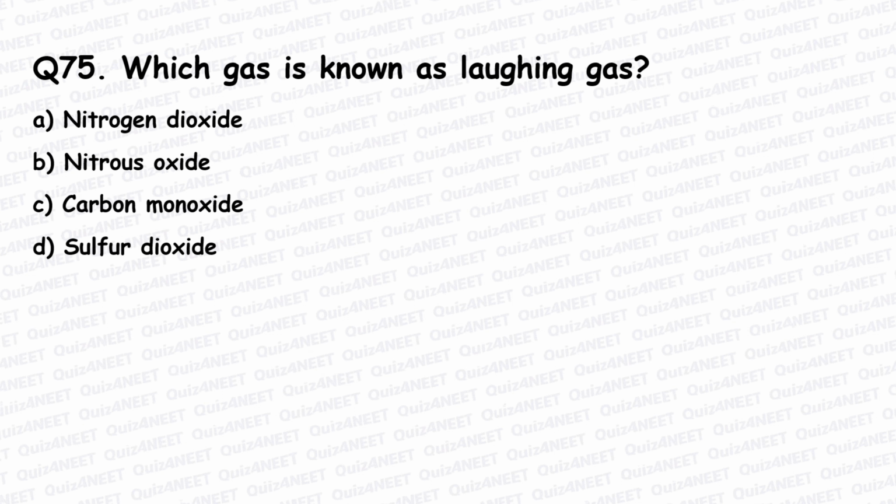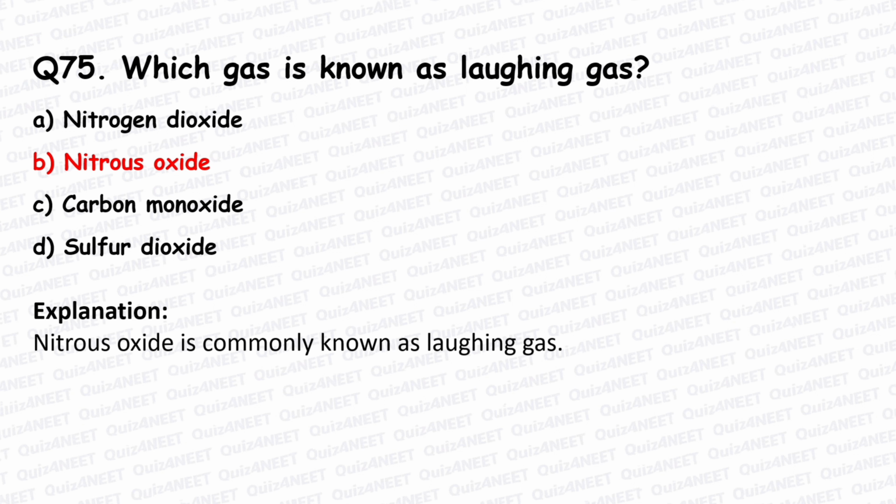Q75. Which gas is known as laughing gas? A. Nitrogen dioxide, B. Nitrous oxide, C. Carbon monoxide, D. Sulfur dioxide. Answer. B, nitrous oxide. Explanation. Nitrous oxide is commonly known as laughing gas.